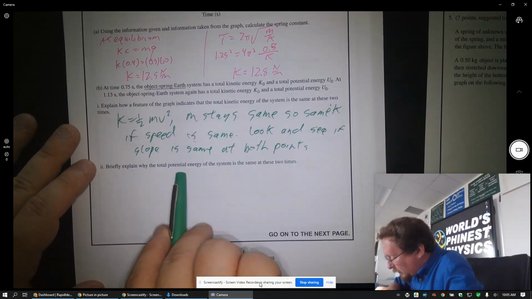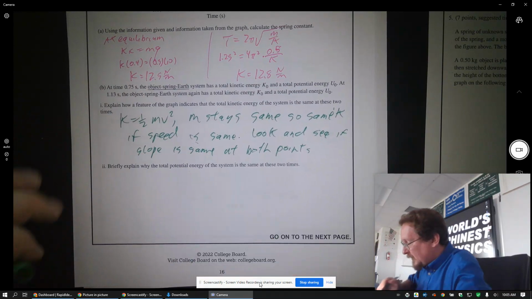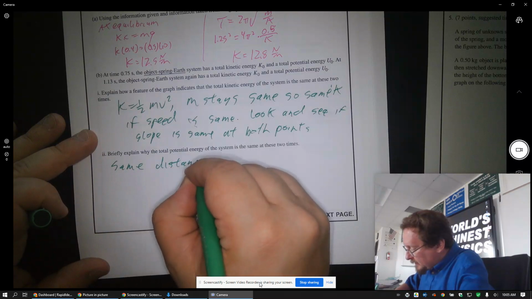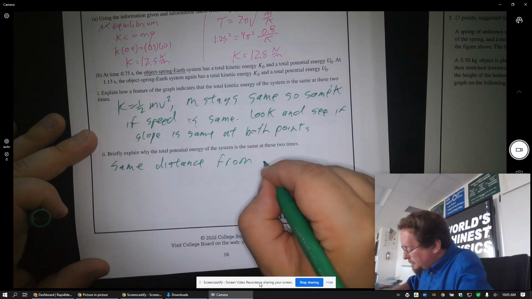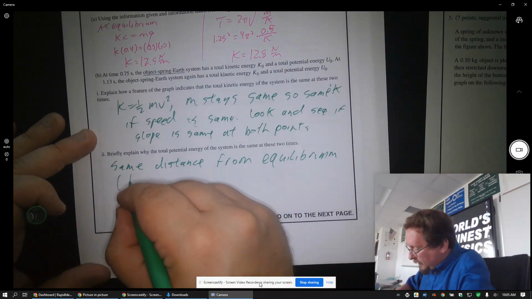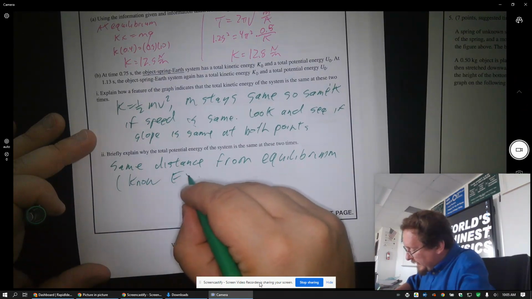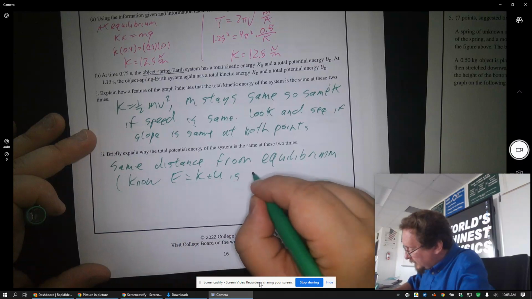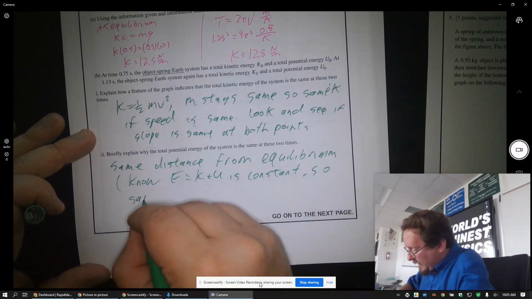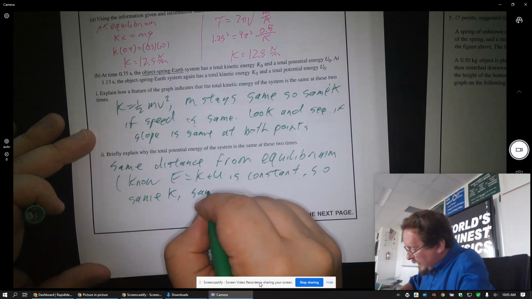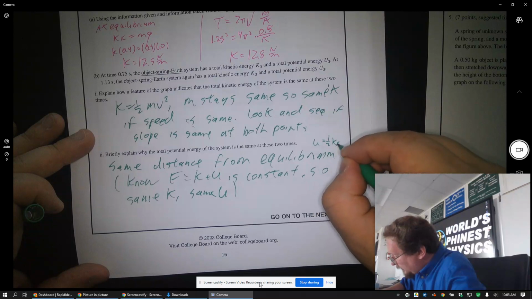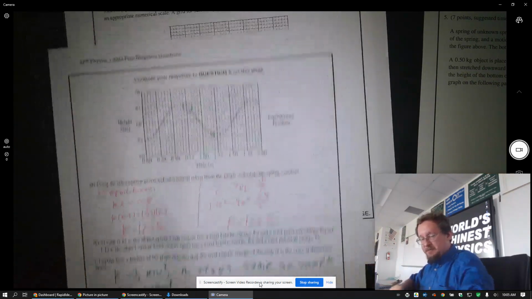Briefly explain why the total potential energy is the same at both these two times. I'm going to say it's the same distance from equilibrium. Or you could also just say we know E equals K plus U is constant, so same K, same U. And then U is 1/2 kx squared, right? It's always good to state an equation anytime you explain anything.